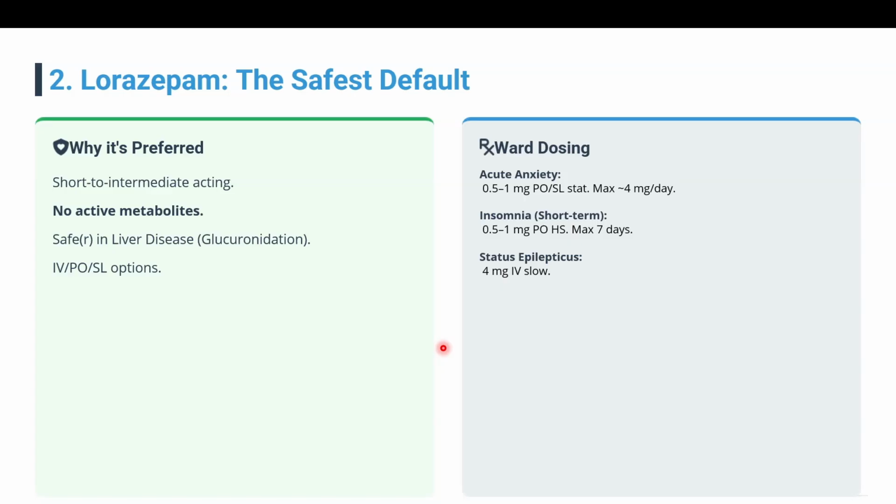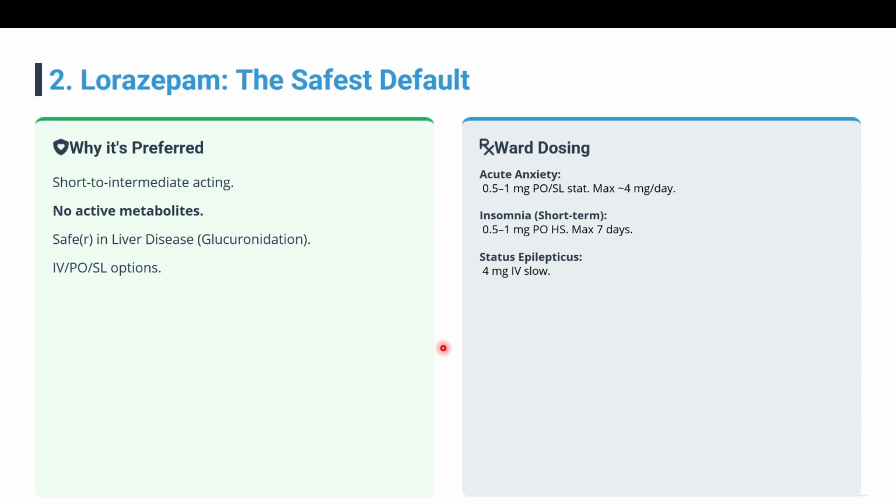It is short to intermediate acting. That is why it is preferred. It has no active metabolites. It is metabolized by glucuronidation in the liver, so it is safe in liver disease also. It has IV, peroral, and sublingual options.